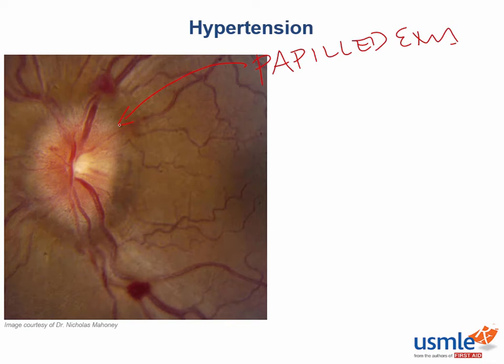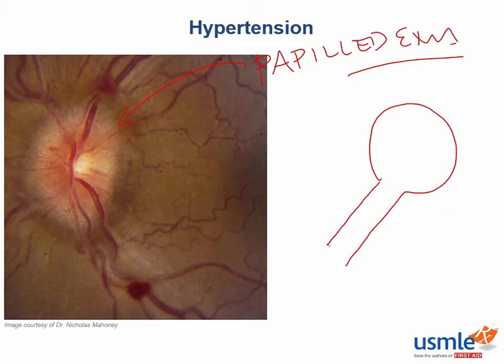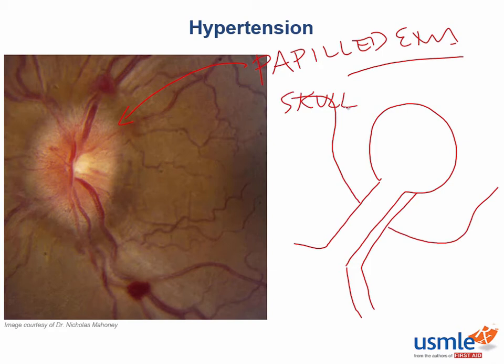So again, these axons coming together form the optic nerve. Now, why do patients with severe hypertension develop edema and bulging of the optic disc? So let's think about this. Let's draw our orbit connected to the optic nerve. So here's our eyeball, and the optic nerve is going back into the brain. Here we draw in the skull, and then this is the eyeball sitting in the socket.